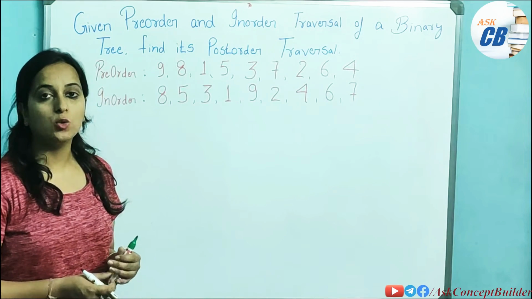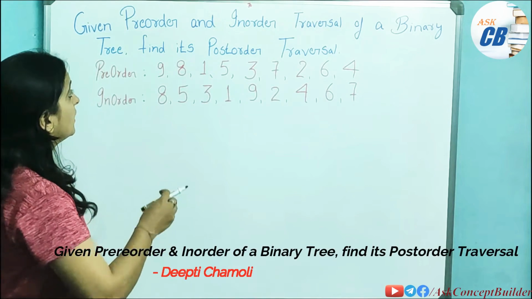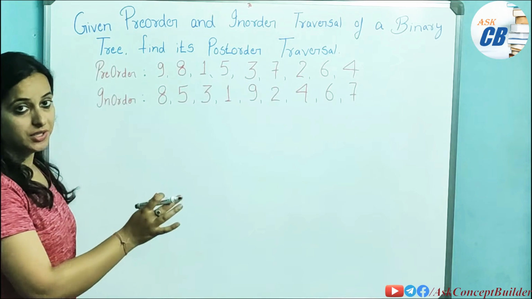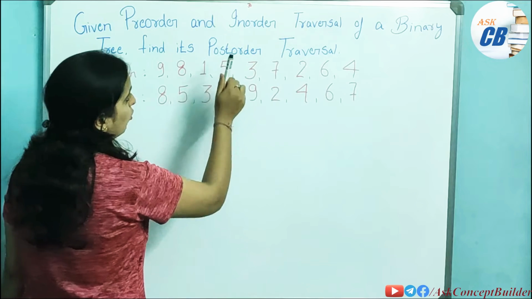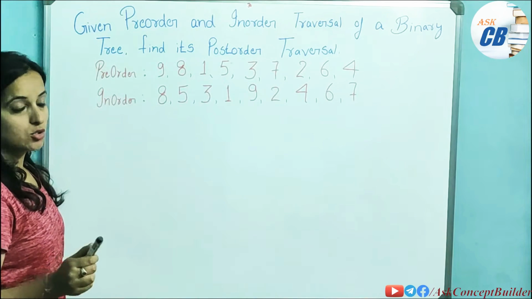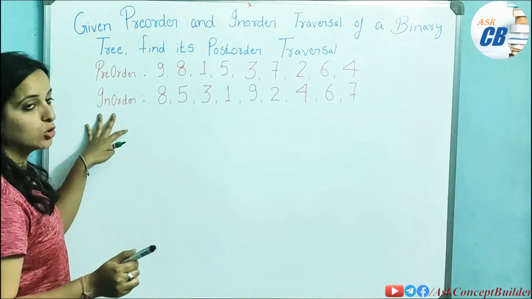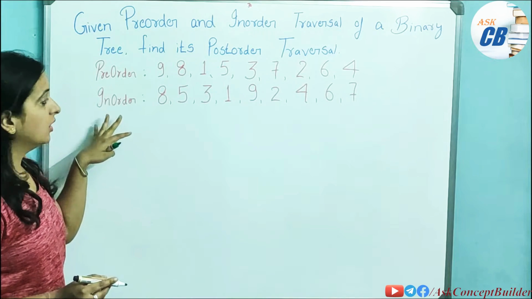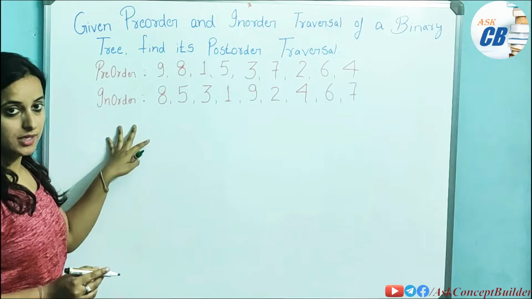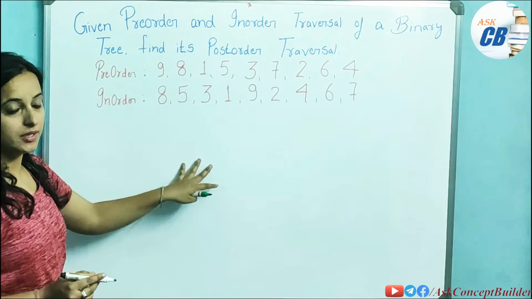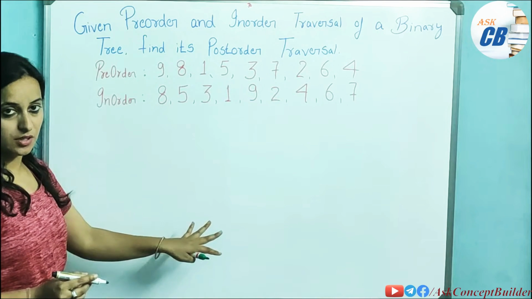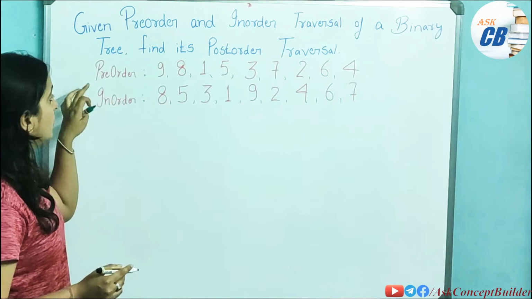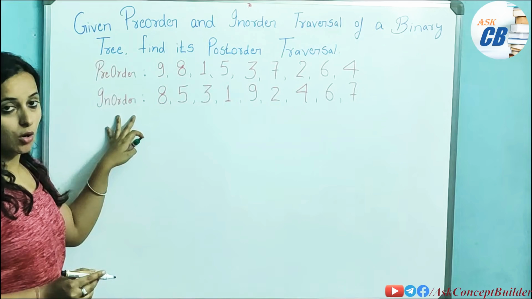Hello everyone, in today's video I will discuss that given the pre-order and in-order traversals of a binary tree, we have to find its post-order traversal. So how will we find the post-order traversal? First we will construct the binary tree with these two traversals, and when you have your binary tree, you can write any traversal. So first we will see how to construct the binary tree with the pre-order and in-order given.